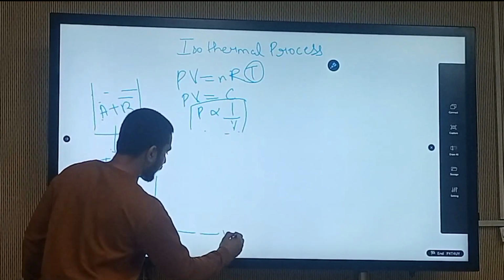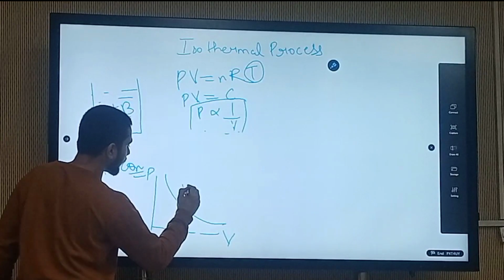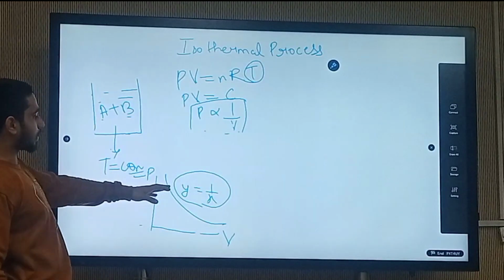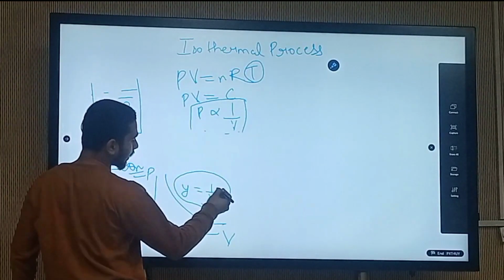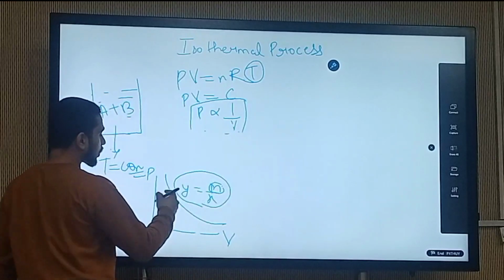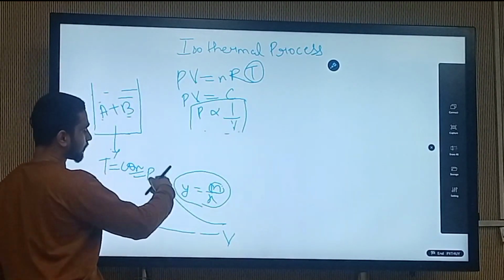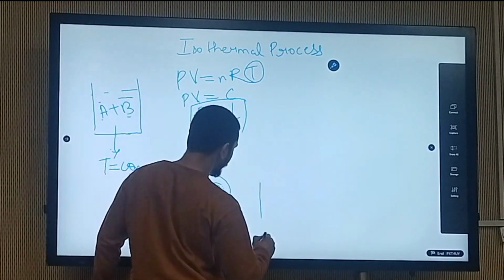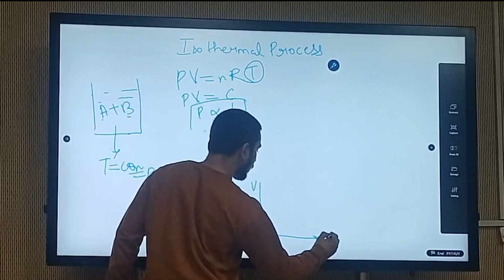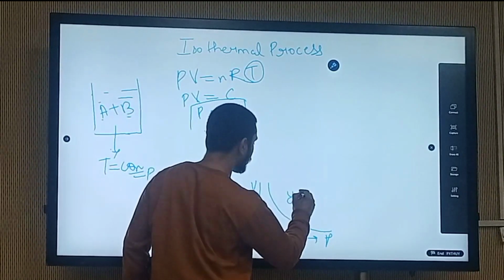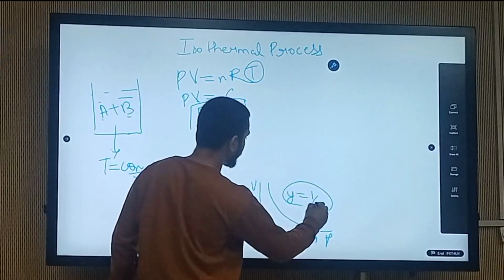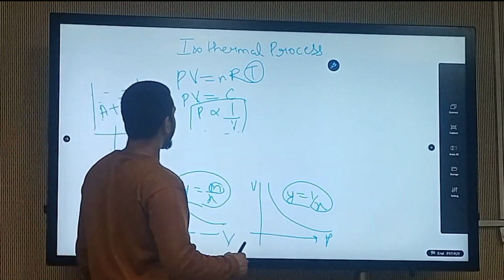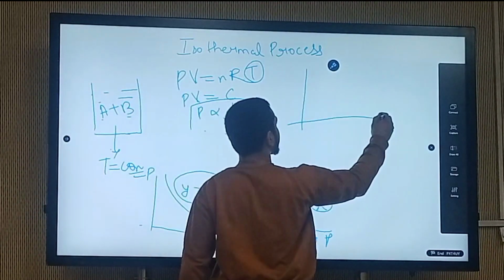So this PV graph, the P versus V graph, will be a y = 1/x kind. Earlier the graph was y = mx; here the graph will be kind of y = m/x. So a 1/x graph is a curve. So the P versus V graph will be like this. And this V versus P graph will also be a y = 1/x kind. The VP and PV graphs will be like this.